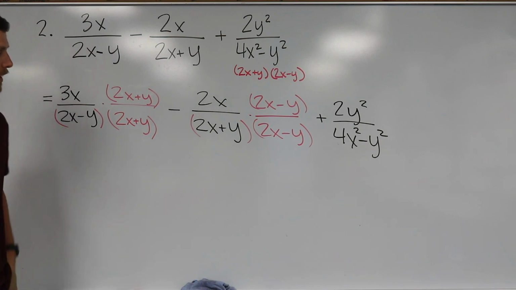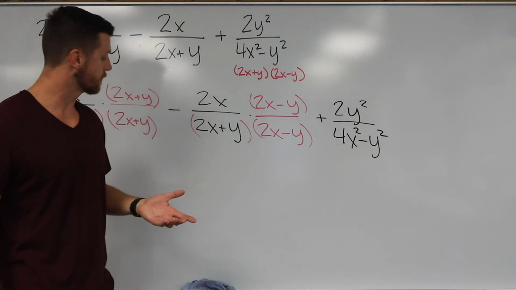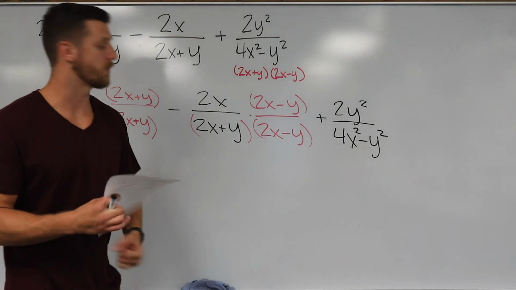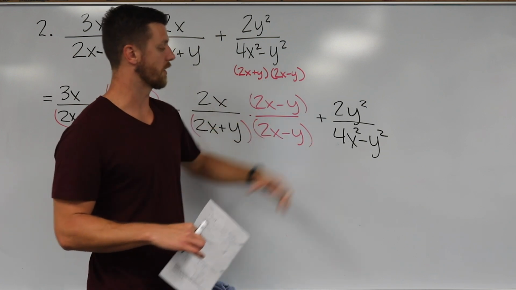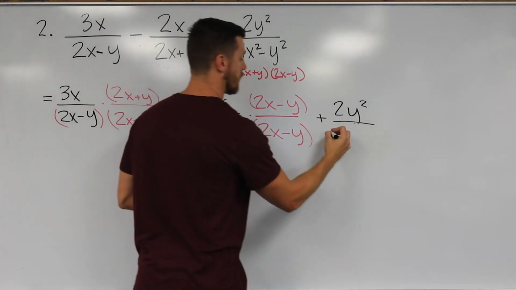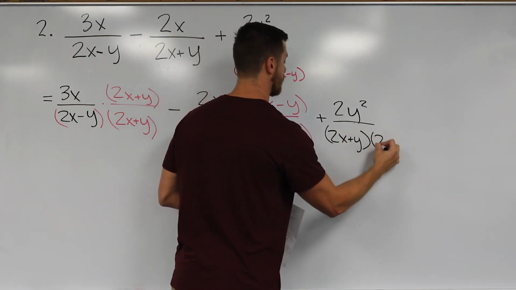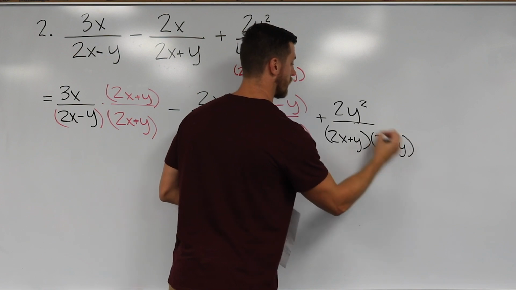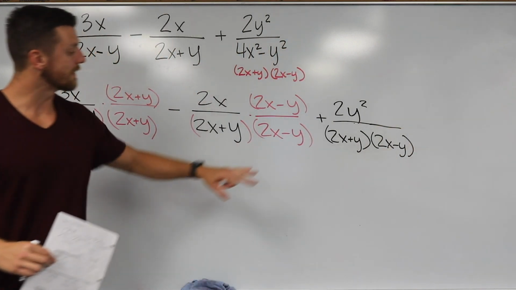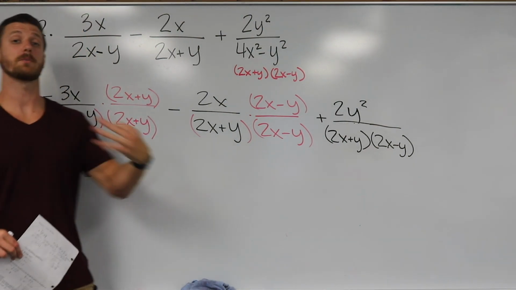Now what can you do? Here's what I'm going to tell you not to do. Actually, I just made a mistake, because I don't want you to leave it like this. We already factored it, so let's write it in factored form: 2x plus y and then 2x minus y. Don't multiply your denominators together, because something could cancel.